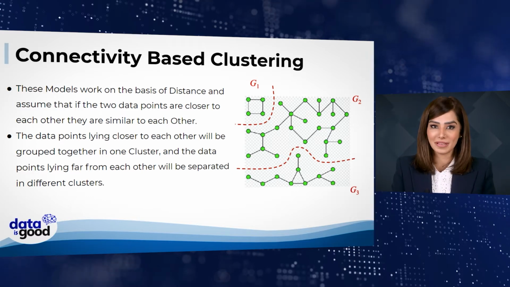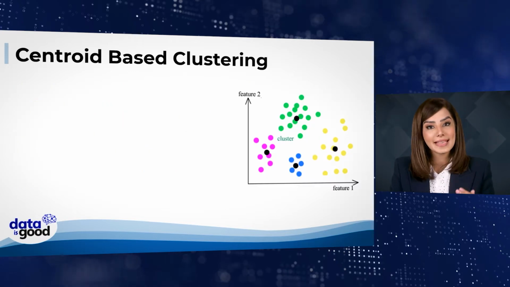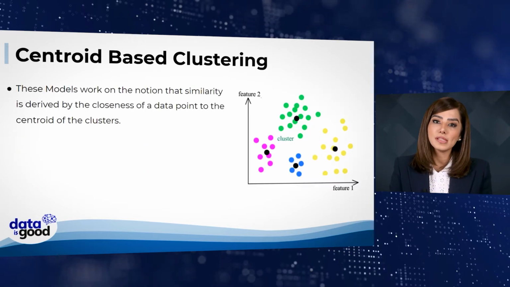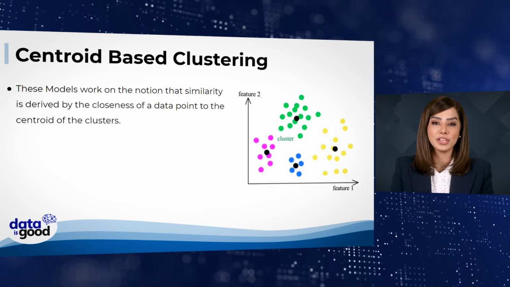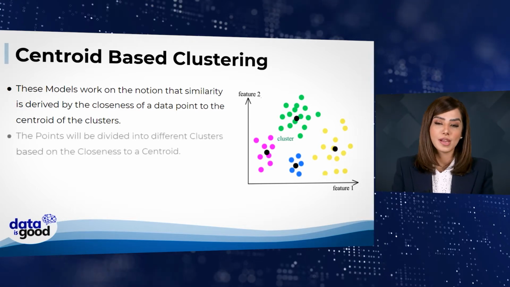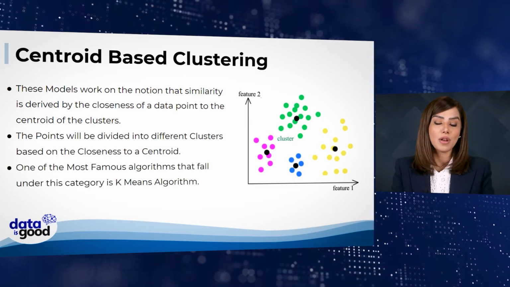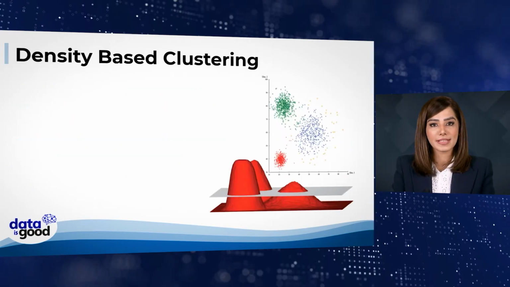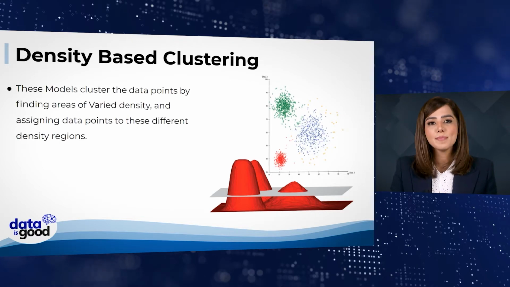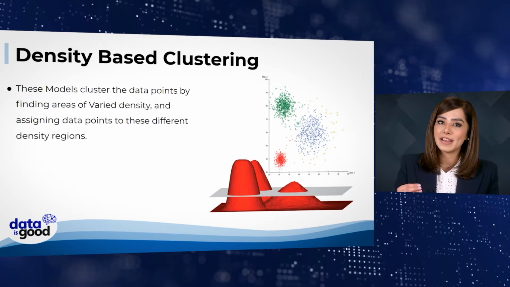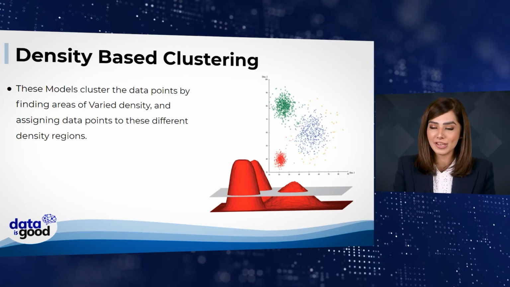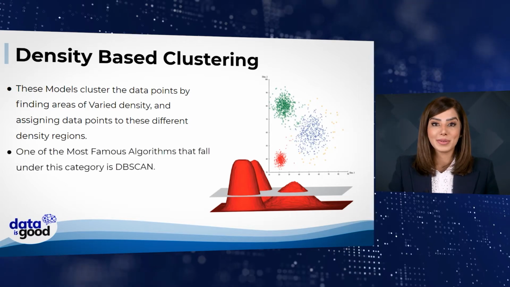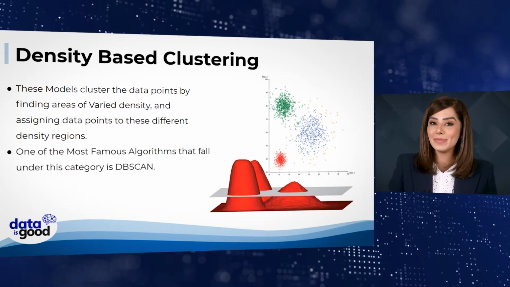Now let's talk about the next type of clustering model, which is the centroid model. These models work on the notion that similarity is derived by the closeness of a data point to the centroid of the clusters. One of the most famous algorithms that fall under this category is the k-means algorithm. The next type of clustering model is density-based models. These models cluster the data points by finding areas of varied density and assigning data points to these different density regions. One of the most famous algorithms that fall under this category is DBSCAN.